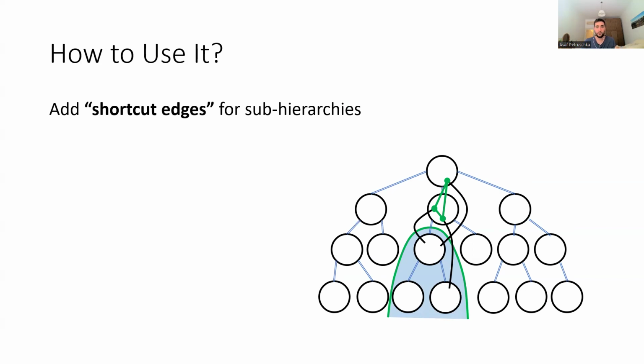And such a shortcut edge represents the fact that one can travel between the endpoints of this edge through a path whose internal vertices all lie in this sub-hierarchy. And this is because the sub-hierarchy induces a connected subgraph.